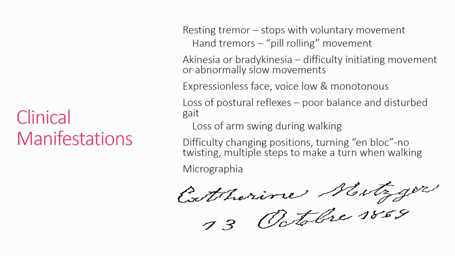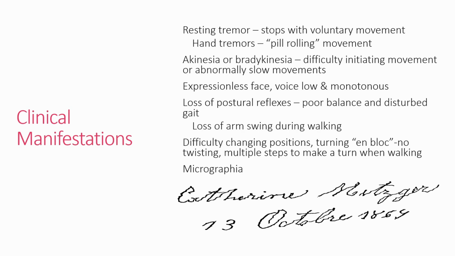So we said before we had an intention tremor where you do finger to nose, and as they get closer, it shakes. With Parkinson's, it gets better with voluntary movement. So you say, touch my hand, and the tremor will go away. With purposeful movement, the tremor goes away in Parkinson's. Hand tremors, pill rolling: they'll have their hands, and they'll start doing this, like they're rolling a pill in their hand. That's another form of an abnormal movement due to Parkinson's.